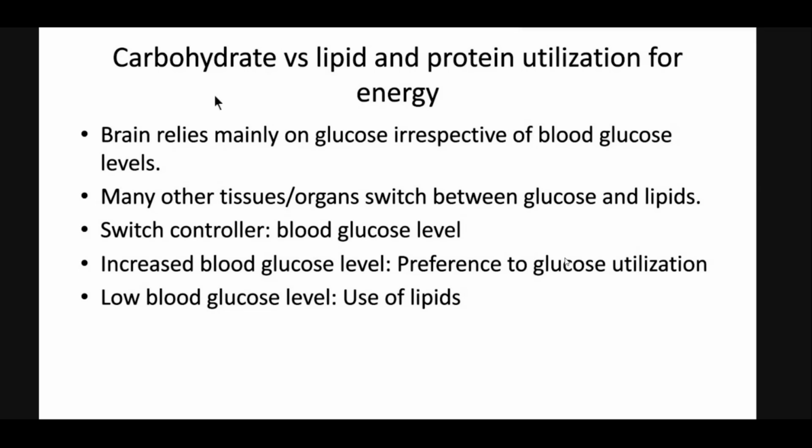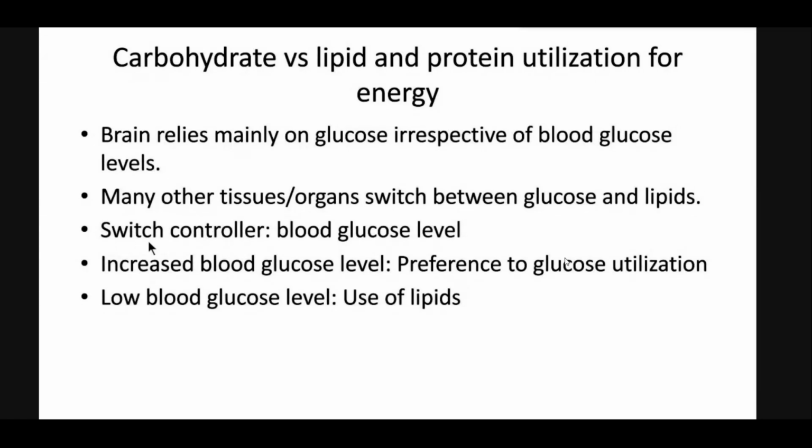We have already mentioned brain relies mainly on glucose irrespective of blood glucose levels. Even if there are low blood glucose levels, brain will mainly depend on glucose as far as it is available. To some extent, it can use fatty acid oxidation products, the keto acids, but glucose is the most preferred one. Many other tissues and organs switch between glucose and lipids, as we have already mentioned. Again, amino acids are preserved as far as possible. To some extent, the amino acids in the diet might be used, but the amino acids released from the previous stores, like in the muscles, will always be preserved as far as possible.